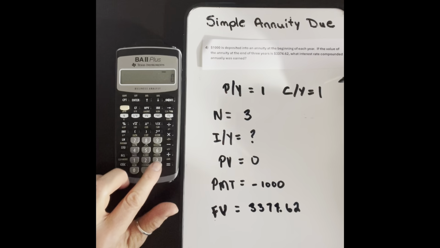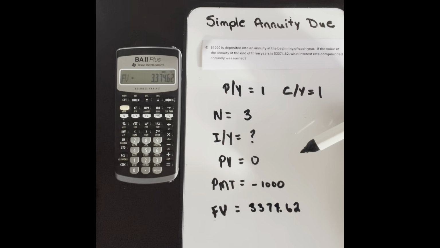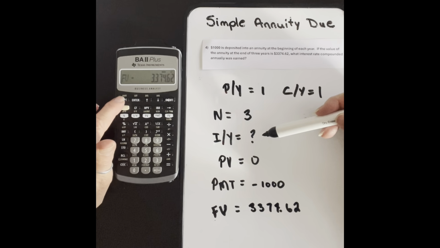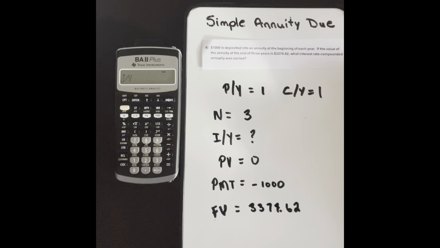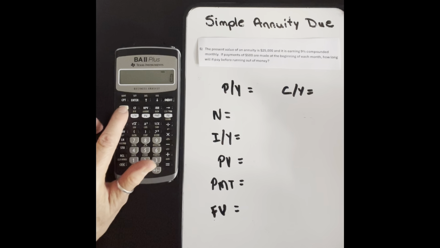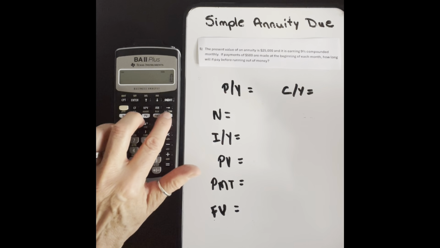3 N. Present value is 0. We've cleared it, so it's automatically 0. Payment is negative 1,000. Make it negative payment. Future value is $3,374.62. That's future value. And now let's compute interest rate. And we get 6%. Let's clear the display, clear our work, and take a look at the next example.